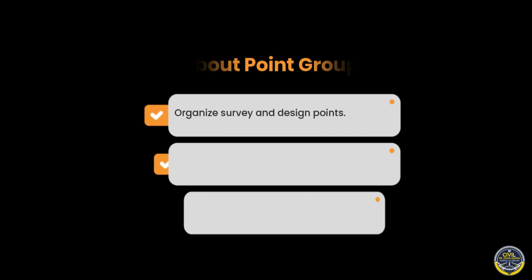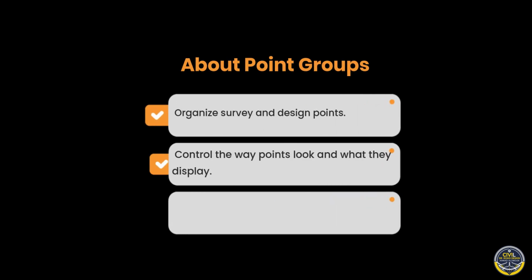About point groups. A point group is a named collection of points in Civil 3D. Purpose: organize survey and design points, control the way points look, their style, and what labels they display, and apply property overrides to many points at once.